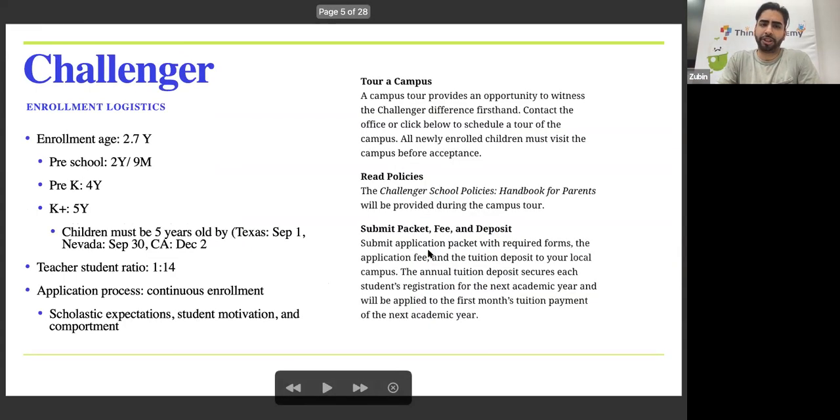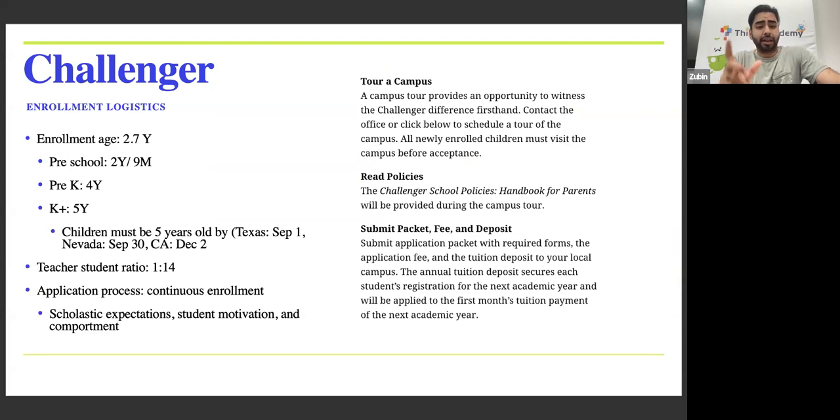Now, in terms of the enrollment logistics for Challenger, the enrollment age is similar. It's 2.7 years, so 2 years, 9 months. The preschool, that's where it begins. Pre-K is 4 years, and K and above is 5 years. And again, there are some specific restrictions. For example, if you're in Texas, the enrollment age is 5 years old by September 1st. For Nevada, it is by September 30th.